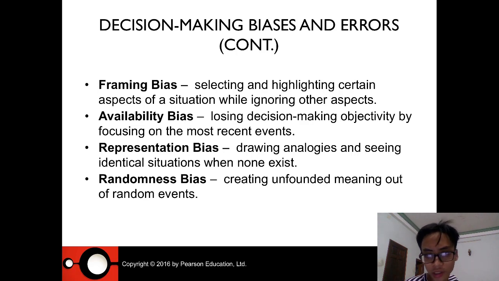Framing bias is selecting and highlighting certain aspects of a situation while ignoring other aspects. Availability bias is losing decision-making objectivity by focusing on the most recent events. Representation bias is drawing analogies and seeing identical situations when none exist. Randomness bias is creating unfounded meaning out of random events.